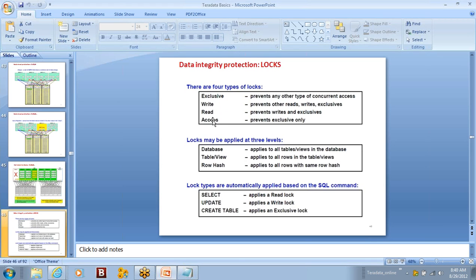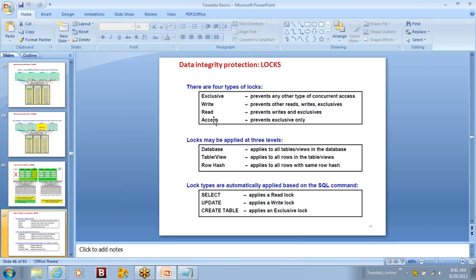But there is a possibility that you may get some older information, some old data which is not updated. So this lock is also called a dirty lock, because we may get some dirty data which is not updated as of now. Access lock is also called a dirty lock, where it will allow other users to write the data at the same time while reading or accessing the data. That is called an access lock.